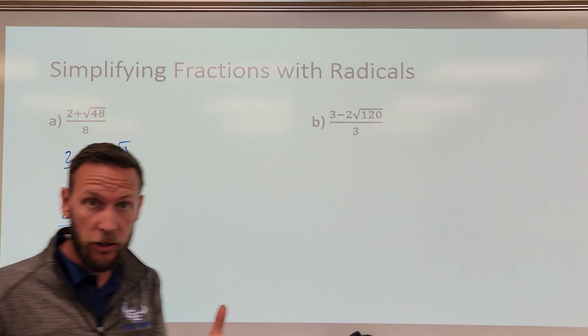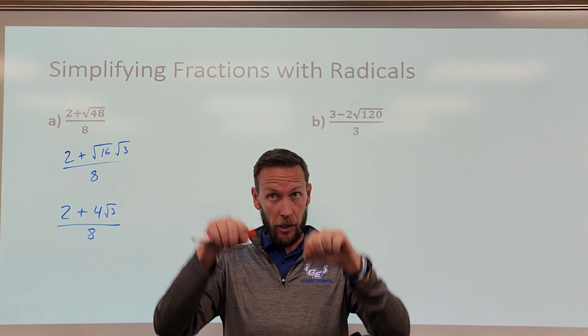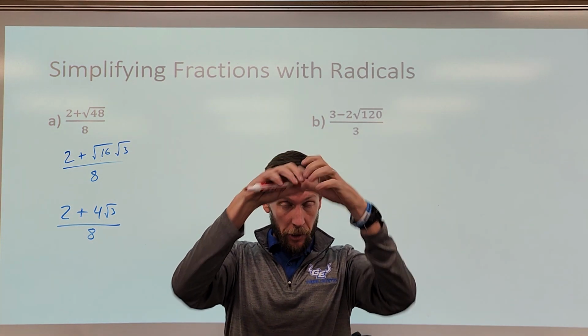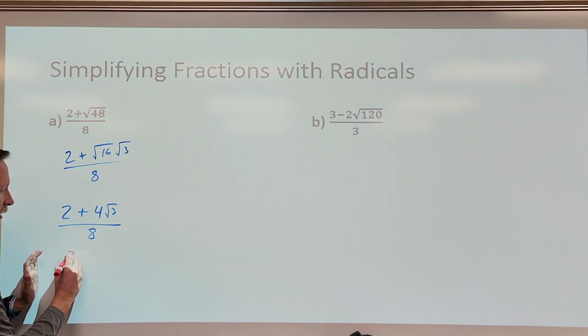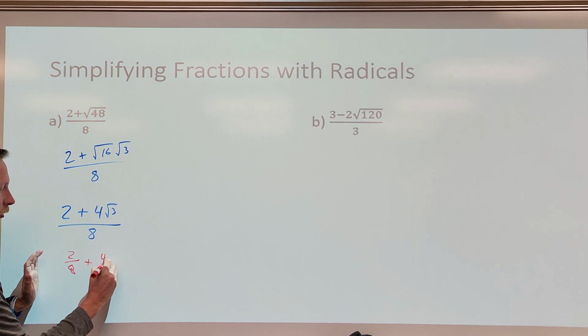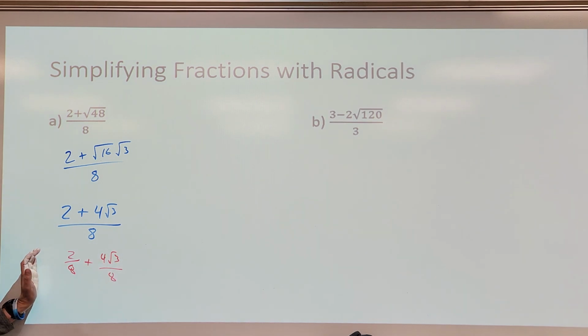When we add fractions, we have a common denominator and we just add the numerators, right? We put the sum of the numerators over that common denominator. Well, here we could say that this is 2 over 8 plus 4 square root of 3 over 8. All right? And if we can do that, then that means that we can simplify each separate term in here. And we can write that as, well, this is 1/4, and this is 1/2 times the square root of 3.